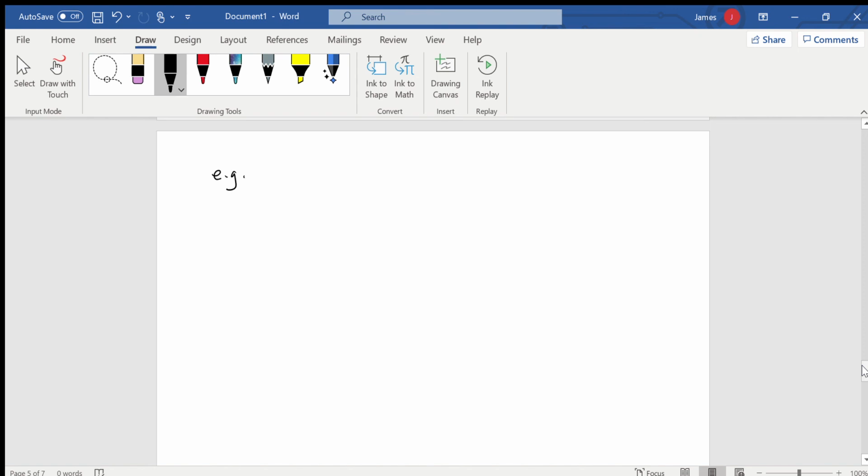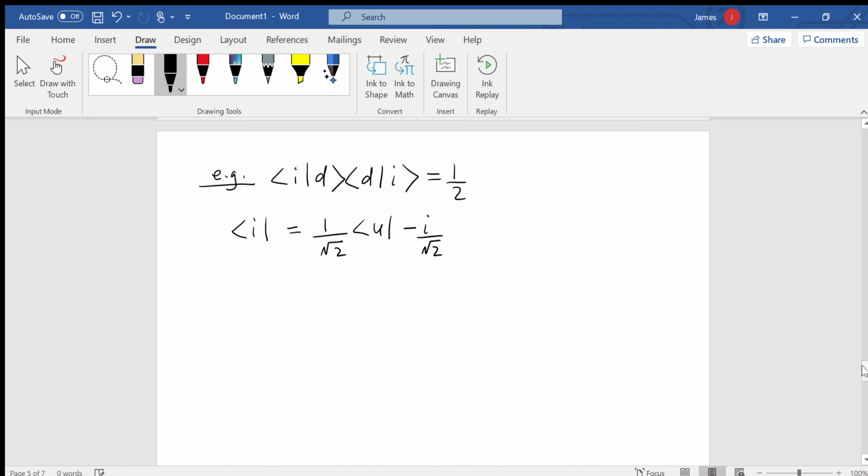Let's do <in|down><down|in>, and we'll see that that's equal to 1/2. Okay, let's write in. The bra in is 1 over root 2 the bra up minus i over root 2 the bra down, and that's because the ket in is 1 over root 2 the ket up plus i over root 2 the ket down.